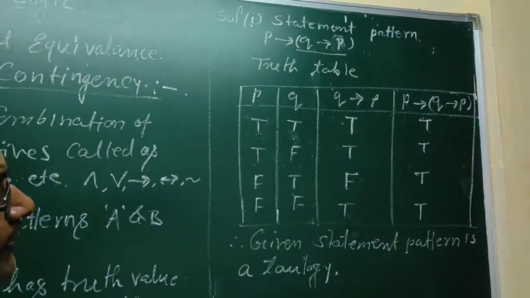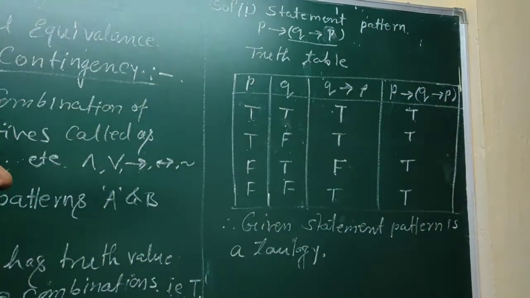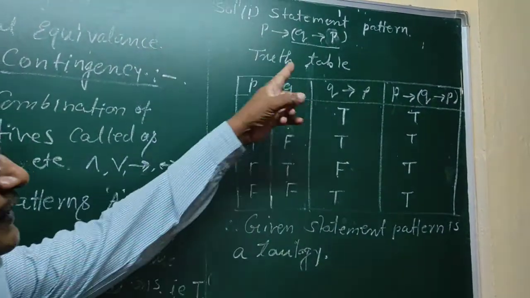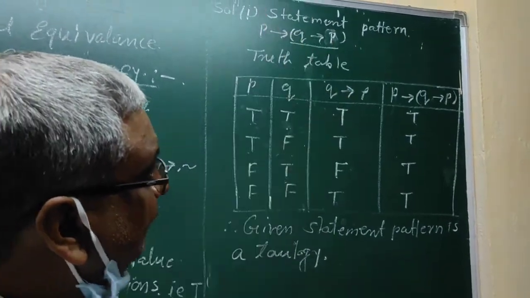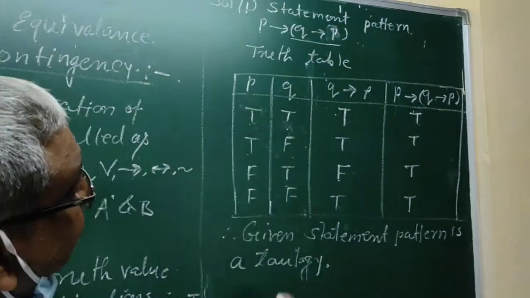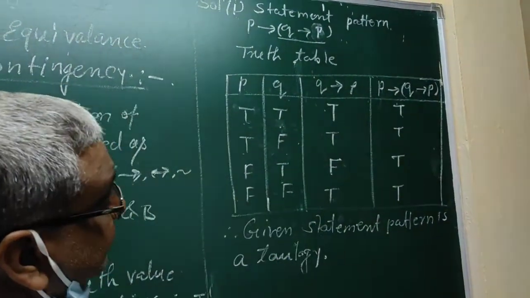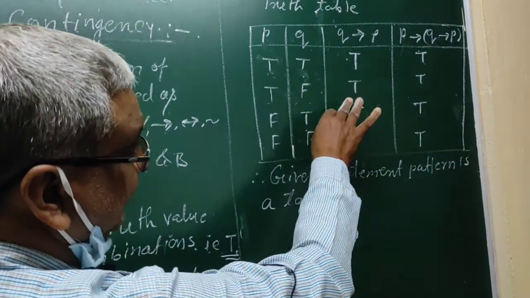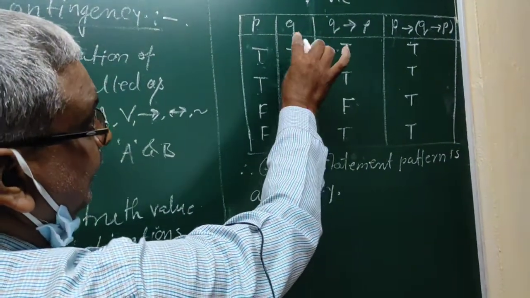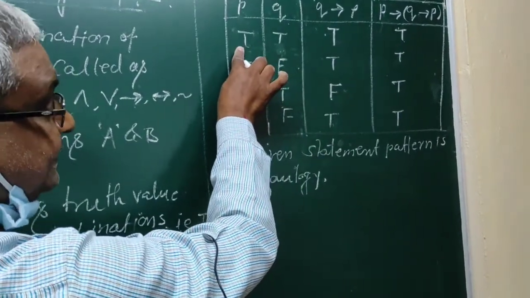You have to remember here that implication is from left to right, which means Q is your first statement and P is the second statement. Therefore, always say here Q is the first statement and P is the second statement. So as per the order, we have to consider Q as the first statement and P as the second statement.